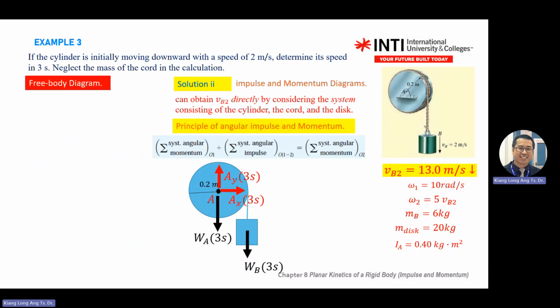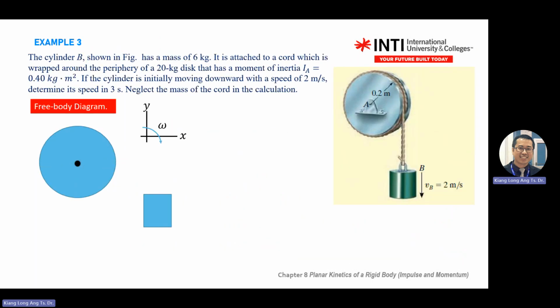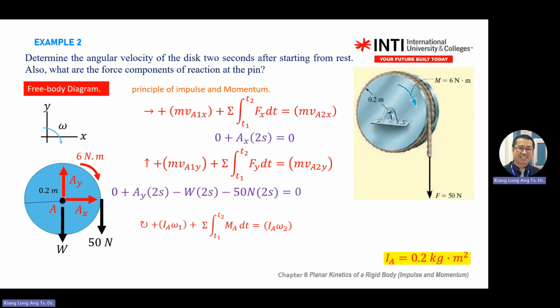Okay, so what is important for today? I flip you to the slides. It is these three equations, the red color ones. MV plus FT equal to MV in XY direction, plus one more, angular momentum: I omega plus MT equal to I omega 2. So these are the three important equations for today. Okay, Wednesday we will look at conservation of momentum.